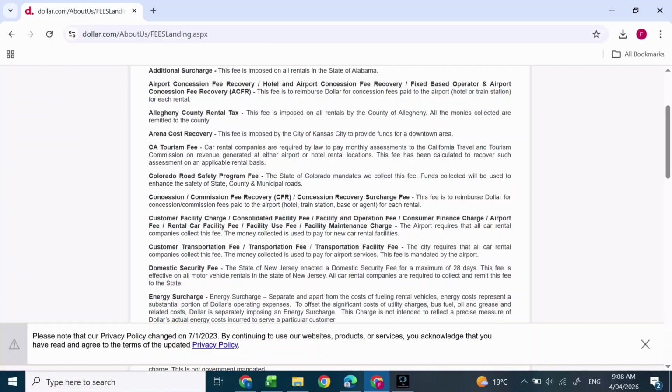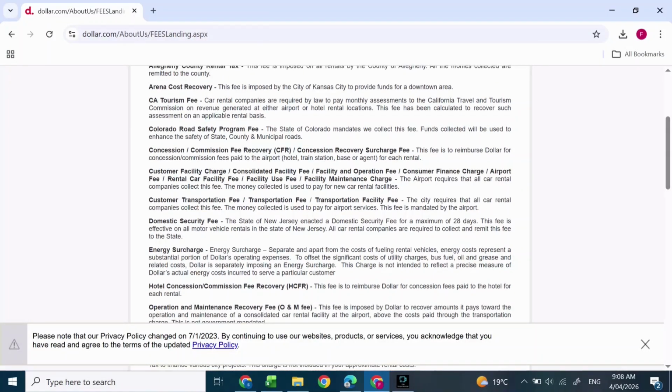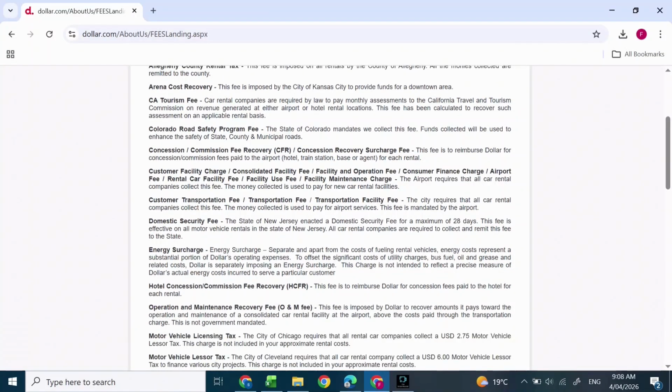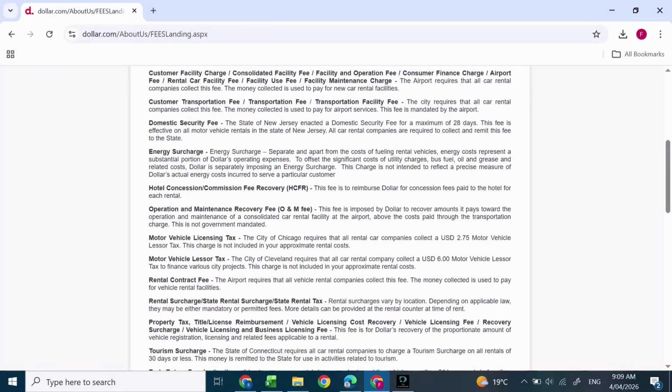Another you may find is the energy surcharge. It is separate and apart from the cost of fueling the rental vehicle. Energy cost represents a substantial portion of Dollar's operating expenses. And you'll find other tax options.